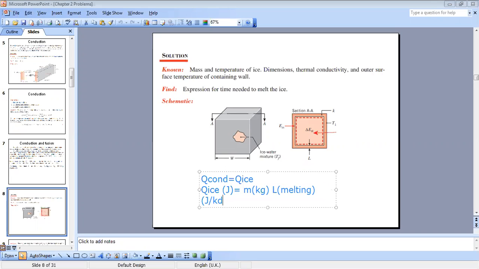Now, what is the expression of heat for conduction? Q conduction. What is Q conduction? It's 6 times K A delta T over L.